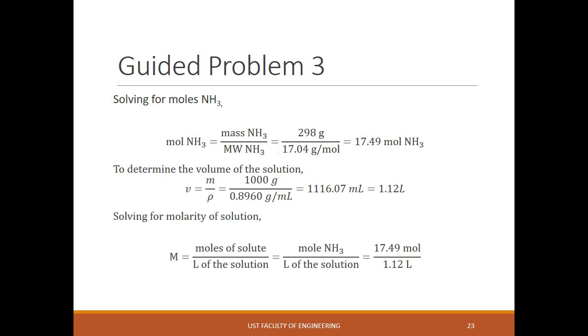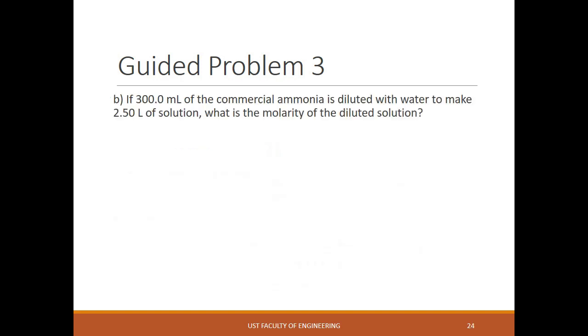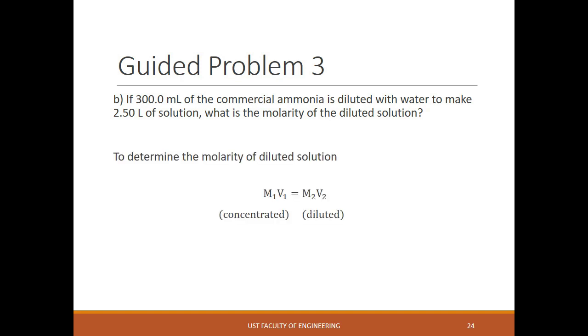Finally, solving for the molarity of the solution, plugging in the values of moles of ammonia and liters of the solution, we have 17.49 moles divided by 1.12 liters. That will give us 15.67 molar. To determine the molarity of the diluted solution, we use the dilution formula M1V1 equals M2V2.